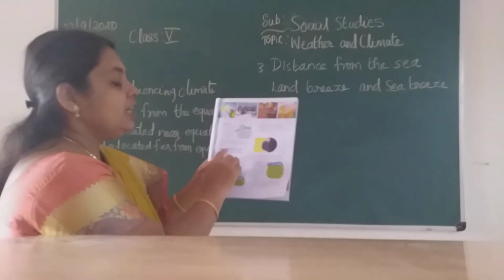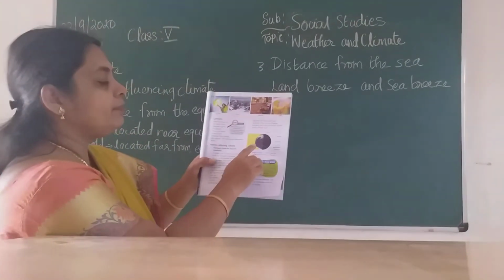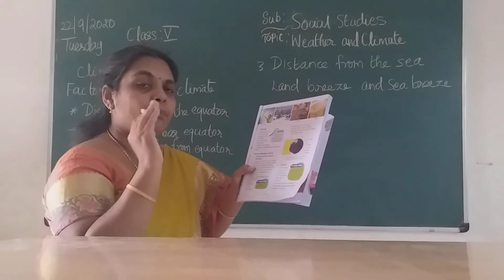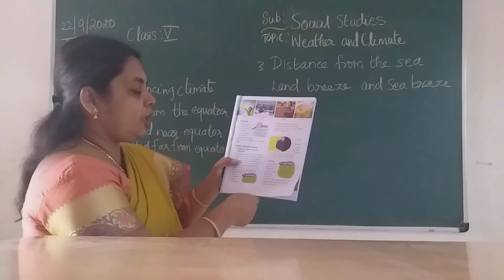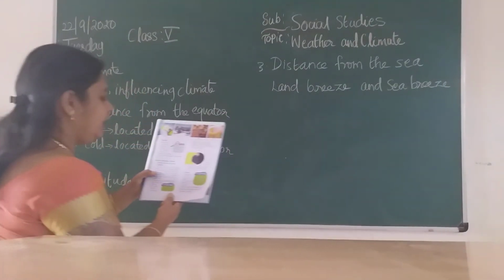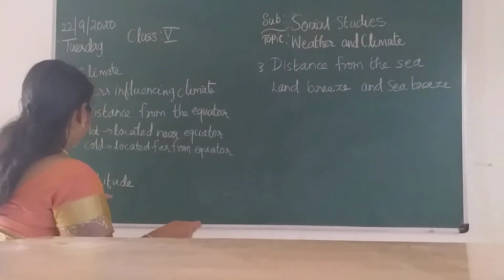This is also one of the factors, that is distance from the equator, because the earth is bulged near the equator. Okay, children. So observe this diagram. Okay. Then next, moving on to the altitude, children. So here we are going to learn altitude.